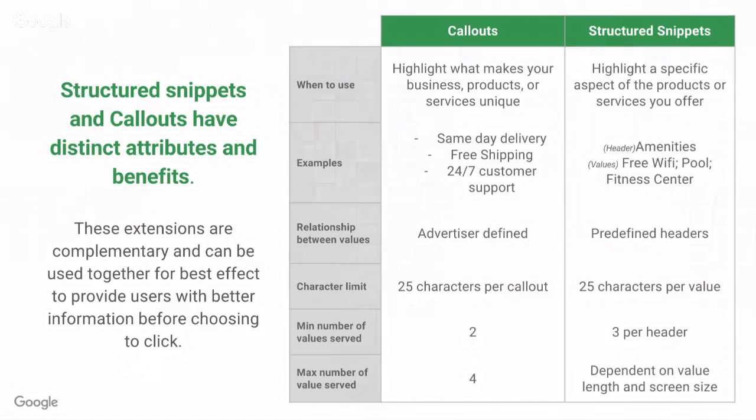For example, let's say you're an e-commerce site and you want to highlight some specific services that you're offering that your competitors aren't, maybe. You could say you have same-day delivery, free shipping, and 24/7 customer support. Those are all great examples of really solid callouts. Let's say you're a hotel chain and you want to highlight some of the amenities that you offer. You can choose the amenities header and select free Wi-Fi, pool, and fitness center as different values.